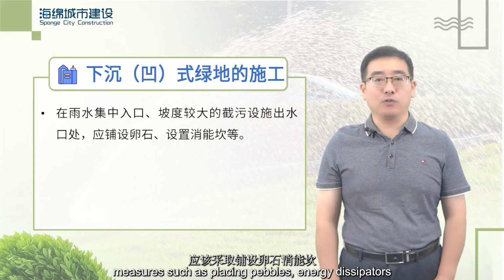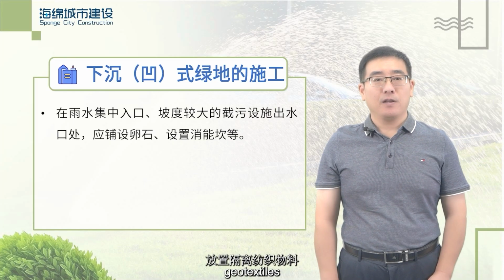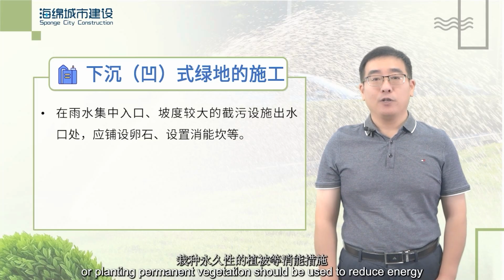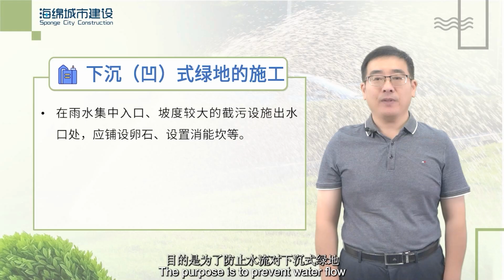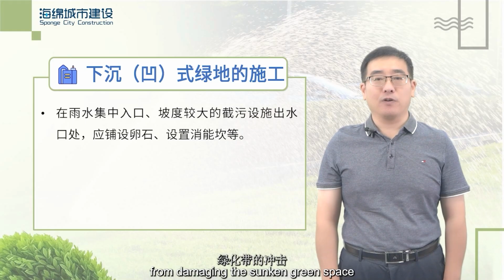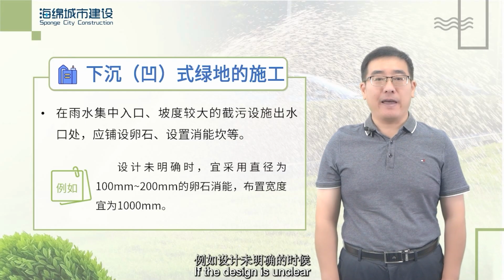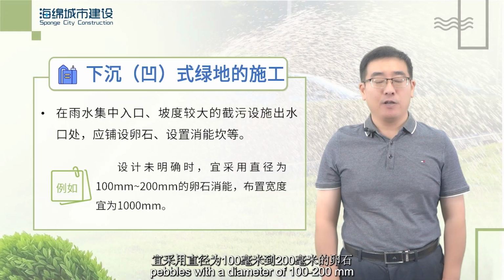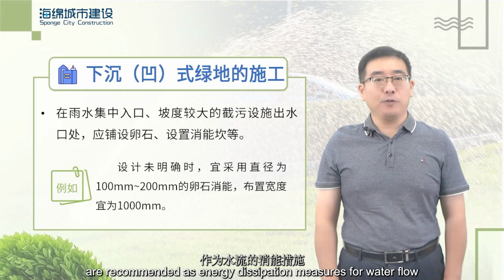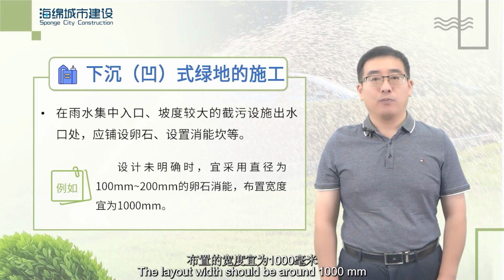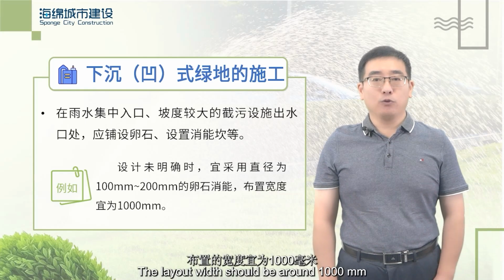Measures such as placing pebbles, energy dissipators, geotextiles, or planting permanent vegetation should be used to reduce energy. The purpose is to prevent water flow from damaging the sunken green space. If the design is unclear, pebbles with a diameter of 100 to 200 millimeters are recommended as energy dissipation measures for water flow. The layout width should be around 1000 millimeters.